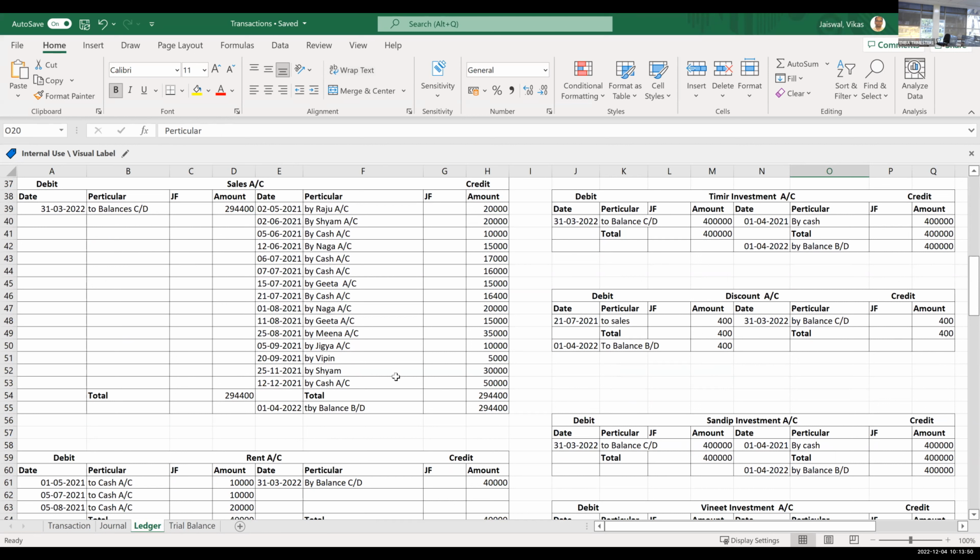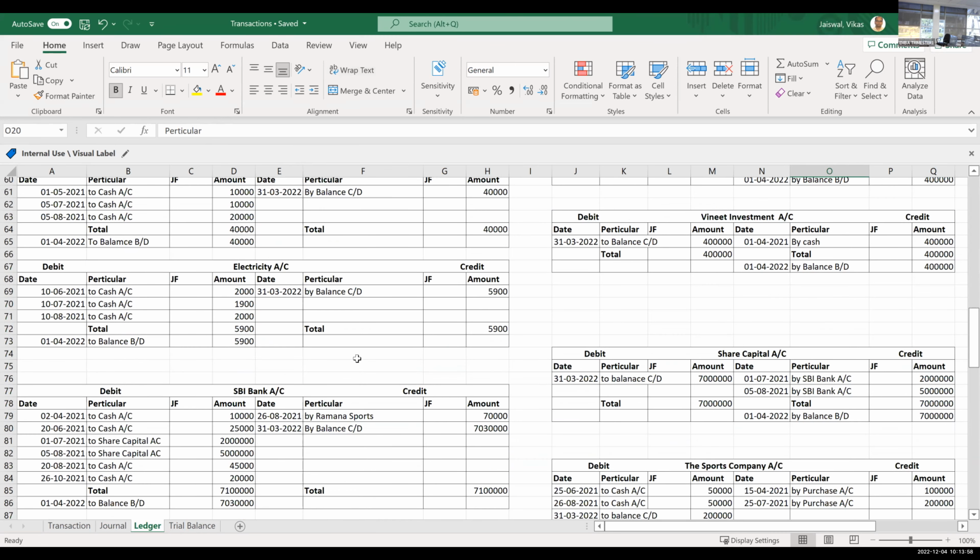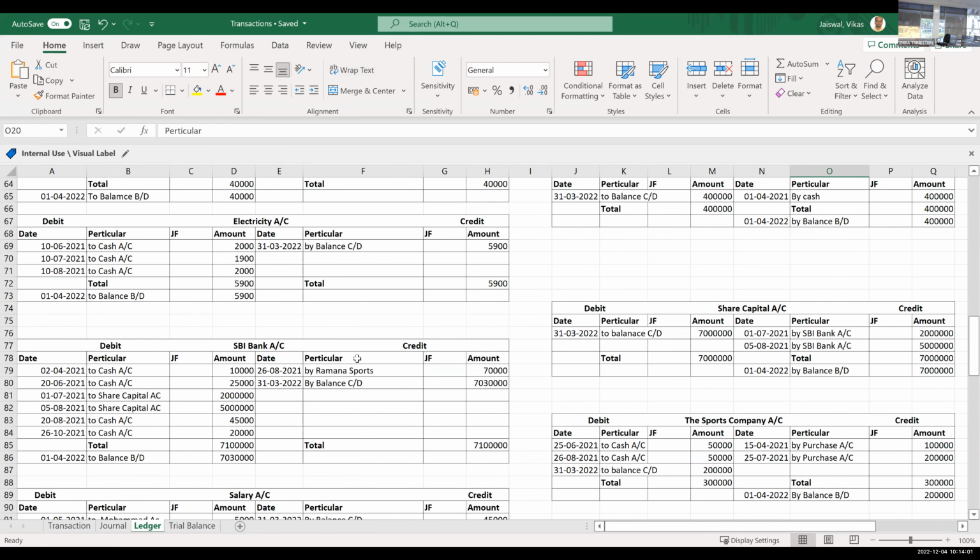This is a ledger account. Look at the cash bank account, sir. Whenever you deposit money into the bank, it will be written on the debit side. Suppose you open a bank account, SBI bank account debit to cash. That's the first entry in the bank account. So look at the bank account now.